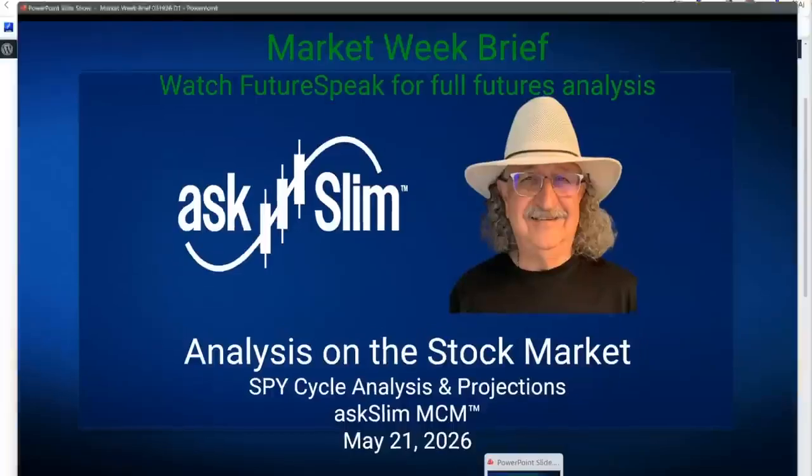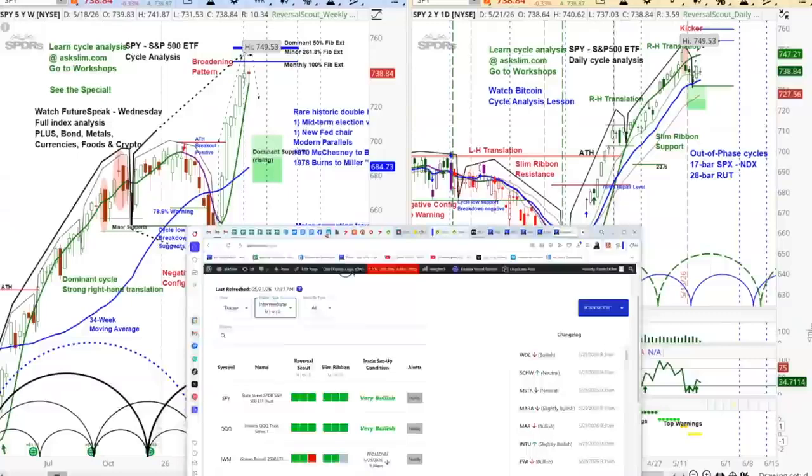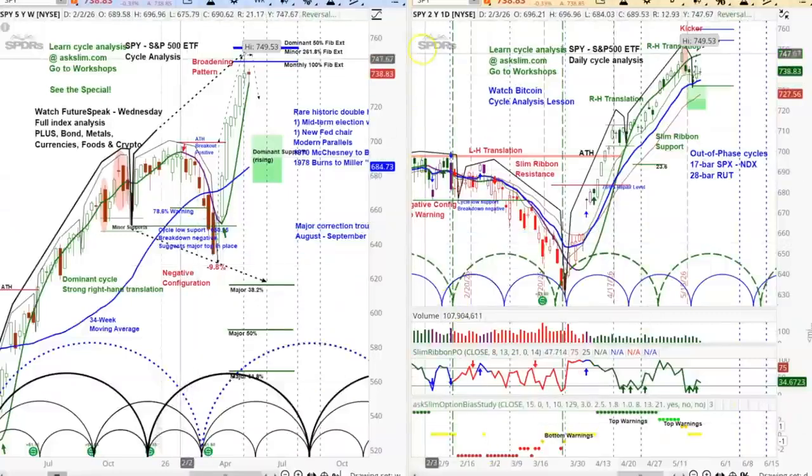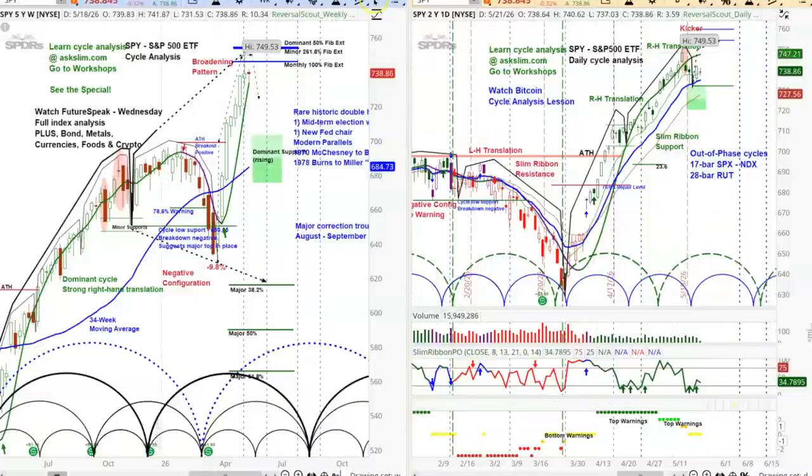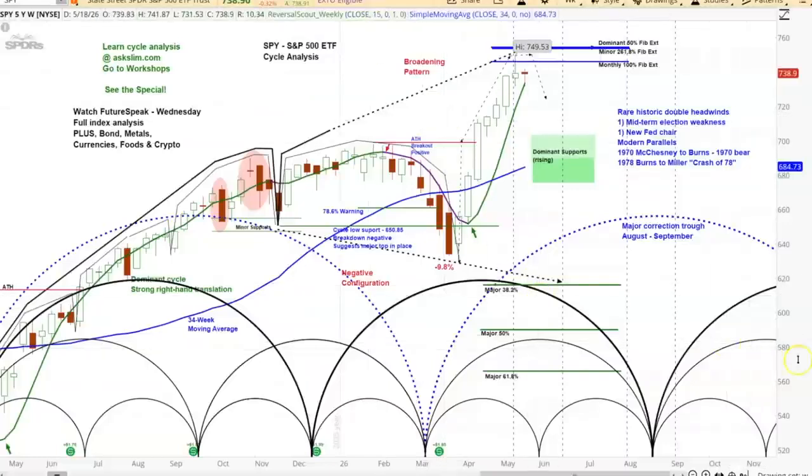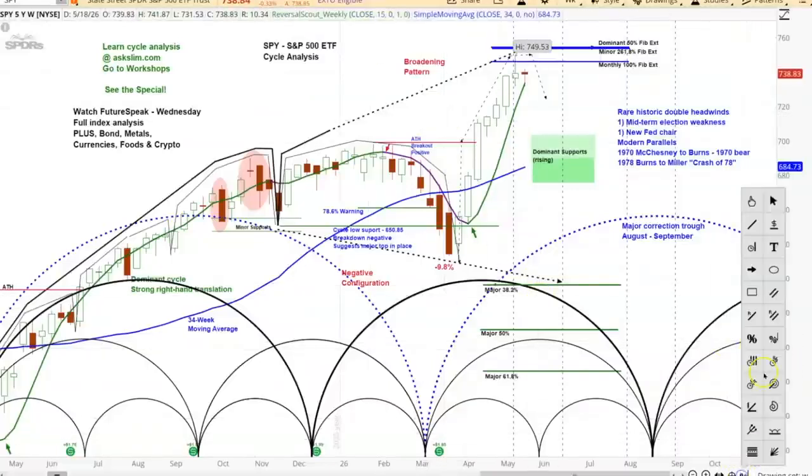So let's take a look now as we switch over. Well, I'll show you the MCM in a couple minutes. Let's switch over to the charts right over there, and this is SPY weekly on the left, SPY daily on the right. And let's blow this up right over here. So the first thing we're going to look at is the weekly chart.